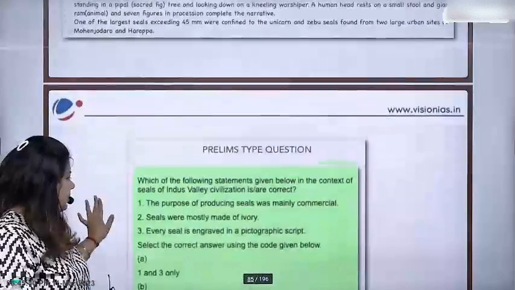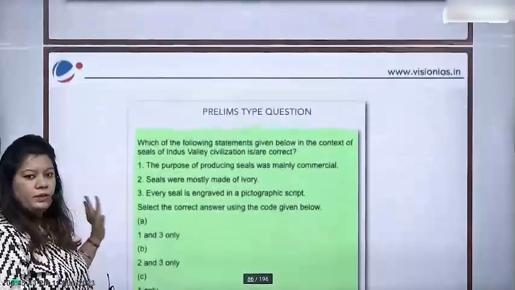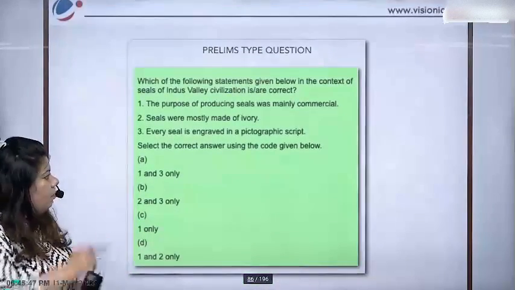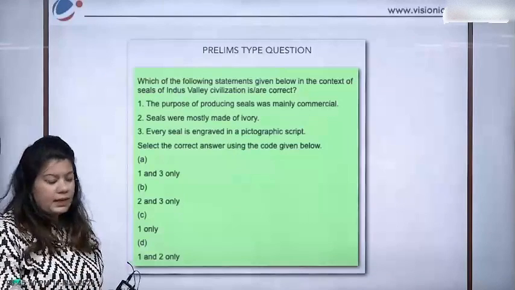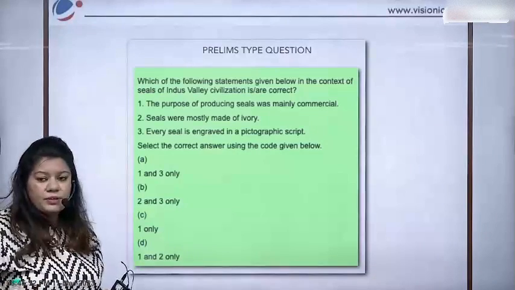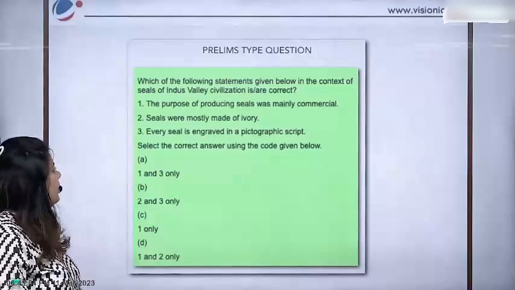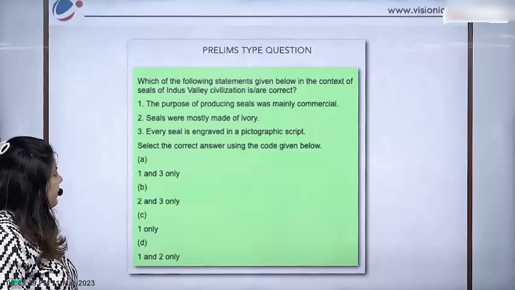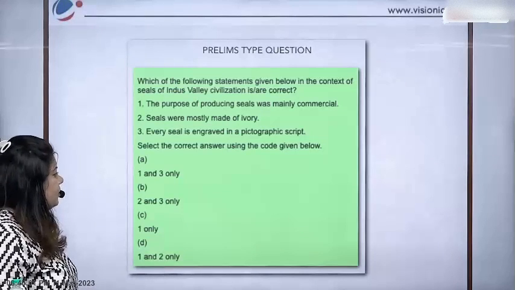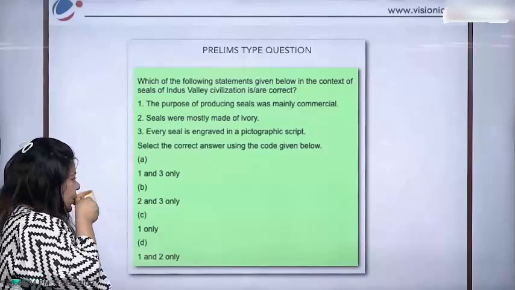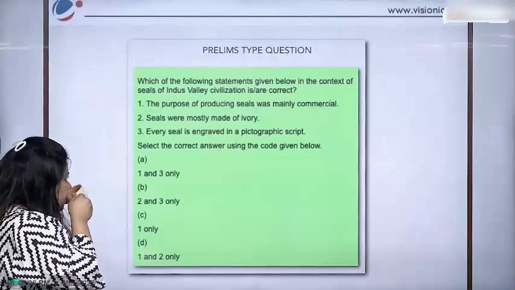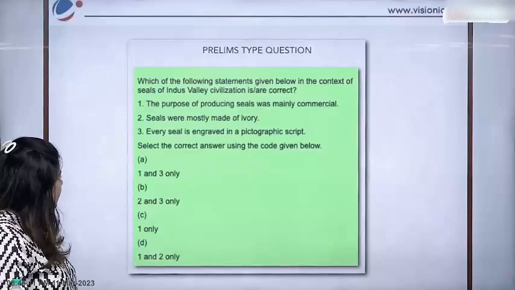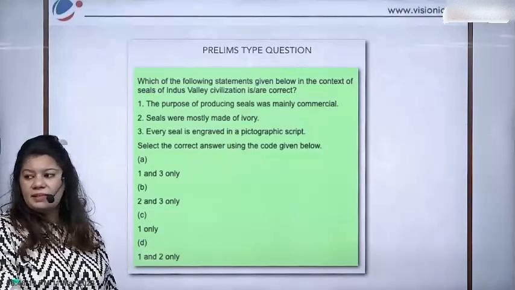So let's do this question on the basis of the information we have just done. Which of the following is correct in the context of seals in the Indus Valley civilization? First, the purpose of producing seals was mainly commercial. Second, the seals were mostly made of ivory. Third, every seal is engraved in a pictographic script. Someone is saying C, someone is saying A. How many for A's and C's? A.